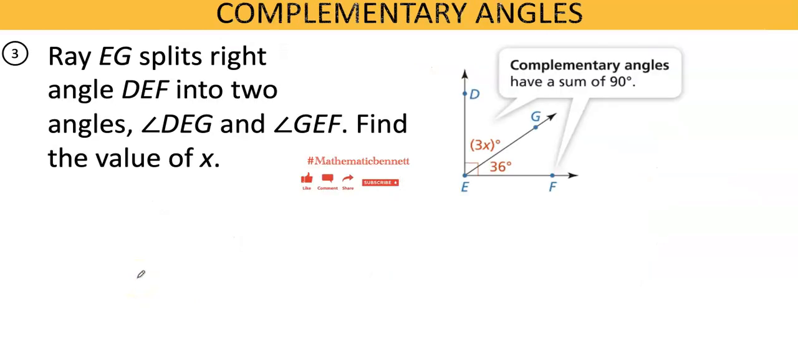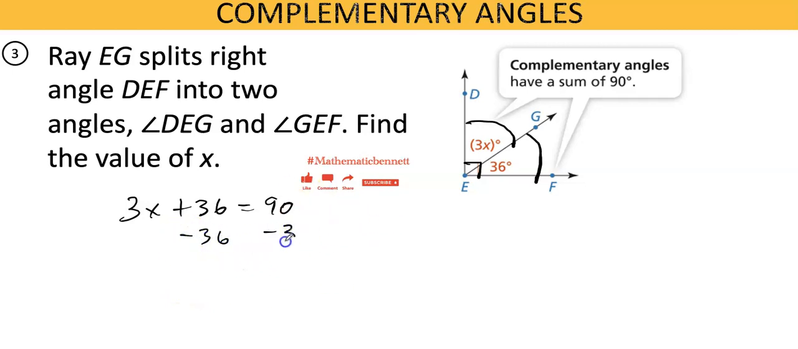Alright, next we have complementary angles. We say that complementary angles are angles that have a sum of 90 degrees. For this question, they say ray EG splits right angle DEF into two angles. We have DEG, which is 3x, and GEF, which is 36. Find the value of x. This little box tells us that it's 90 degrees, so we know the sum of these two angles is 90 degrees. We can write an equation: 3x plus 36 is equal to 90. That would be our equation since they are complementary.